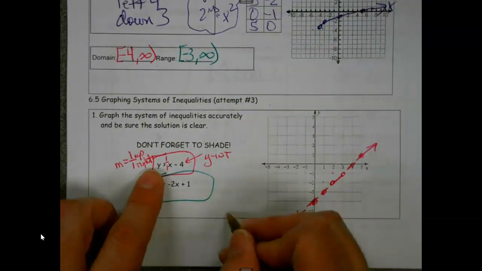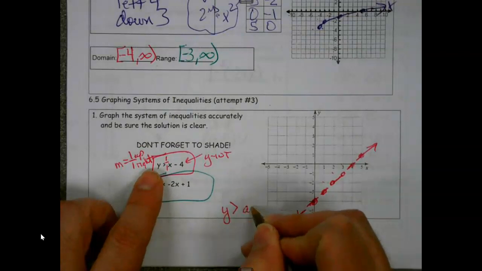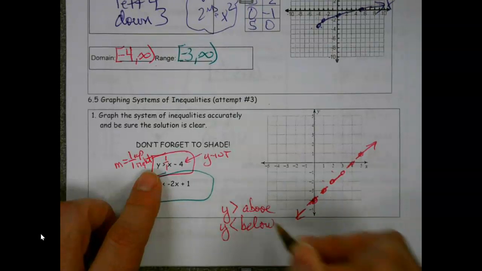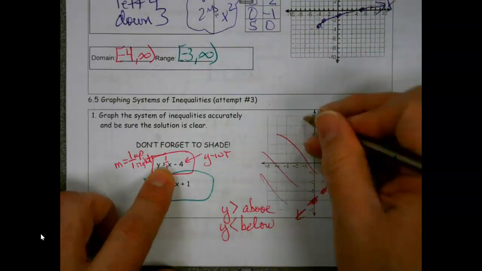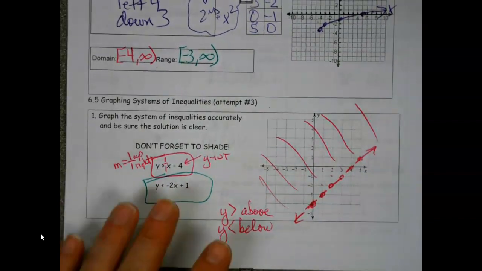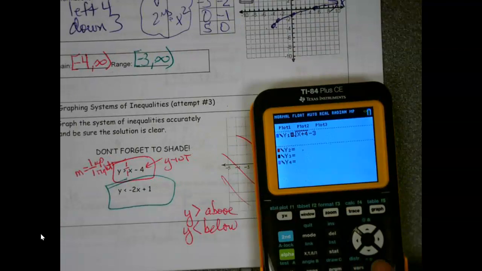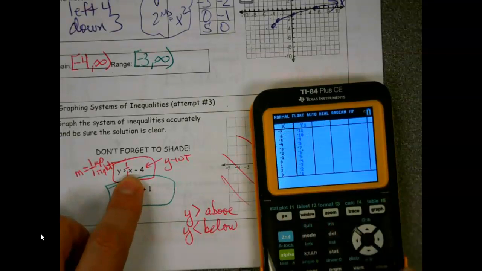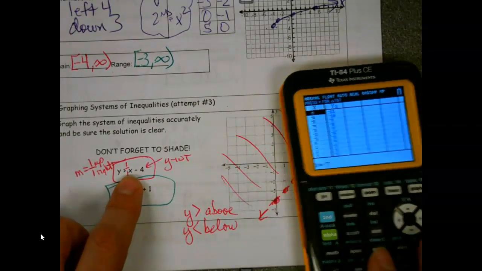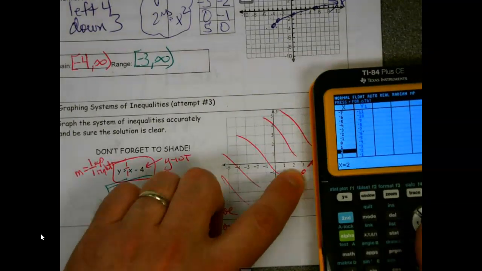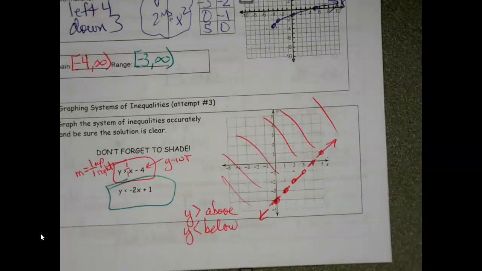But when I'm looking to shade, if y is greater than, I'm shading above. If y is less than, I'm shading below. Y is greater than. If you and graphing do not get along, I don't need the arrow here. I type in x minus 4 and I hit the chart. Use these to plot your points. Okay, 0, -4, 1, -3, 2, -2, 3, -1. You can do it that way if you struggle with graphing.